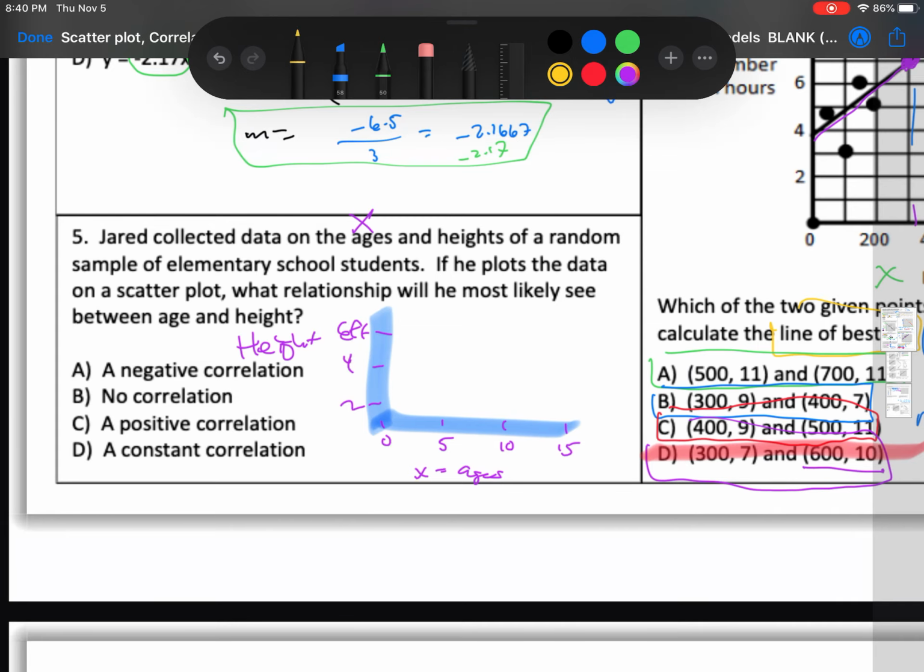What's most likely to see between age? Okay, so I think little kids are short, and as you get bigger, my daughter's getting taller, so this kind of represents a positive correlation.